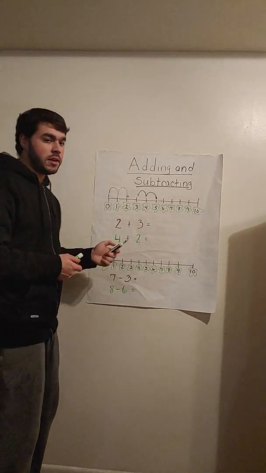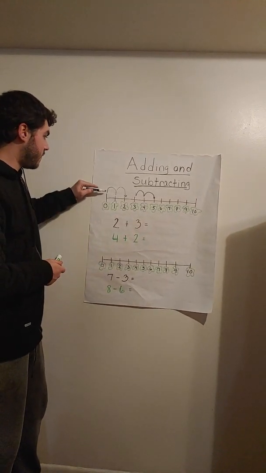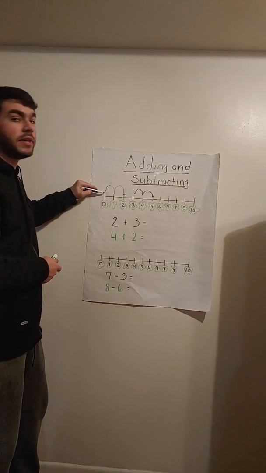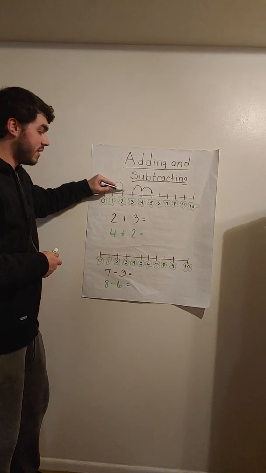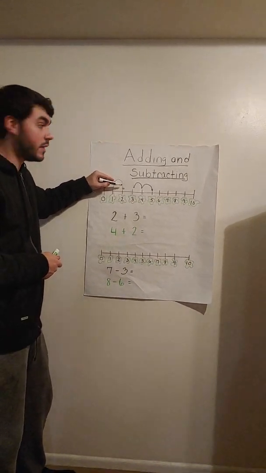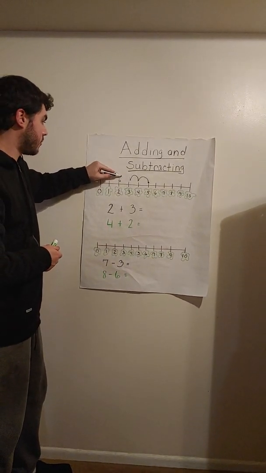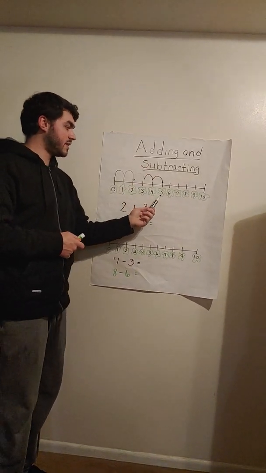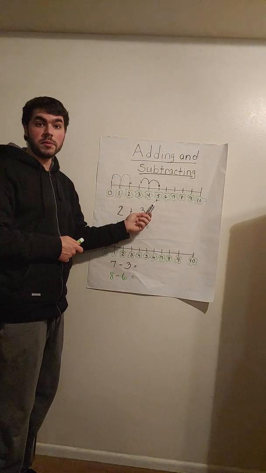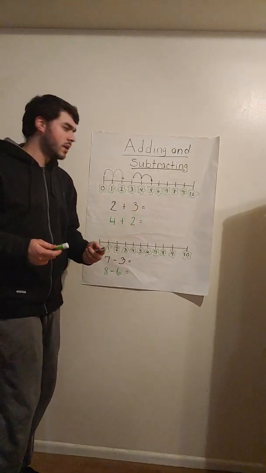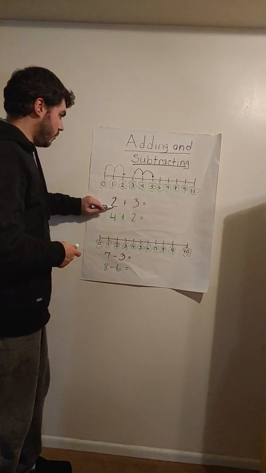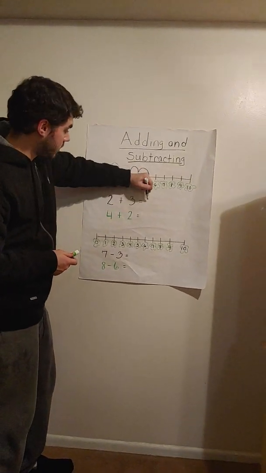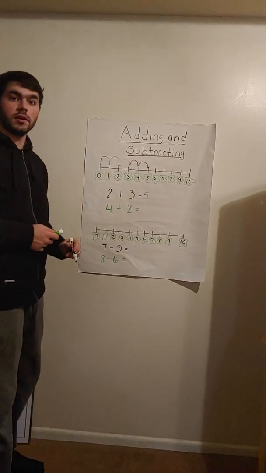And why is that? Well, we started from 0, and we hopped 2 lily pads. But then we had to hop another 3 lily pads. So we hopped 3 more. 2, 3. Which means our frog landed on the 5th lily pad. So what does that mean? It means 2 plus 3 equals 5.